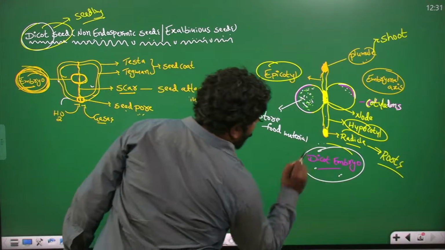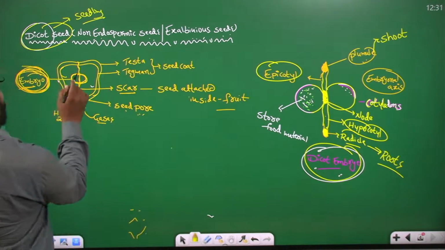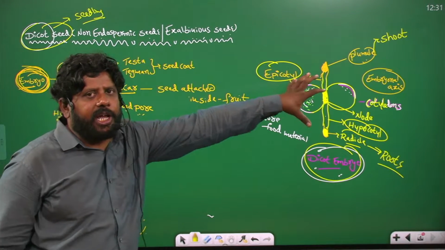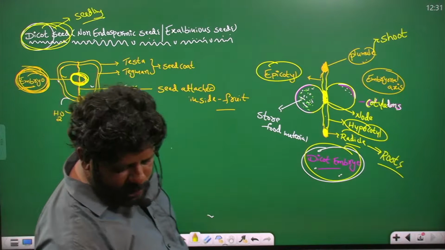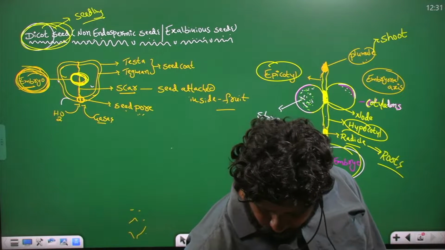So this is the dicot embryo. This embryo is located inside the dicot seed. It's a complicated structure, that's why we studied it separately. This structure containing the dicot embryo is located here inside the dicot seed. So this is the structure of a dicot seed. Okay?